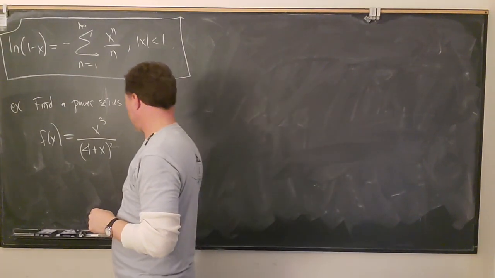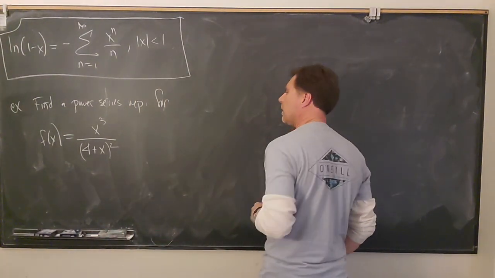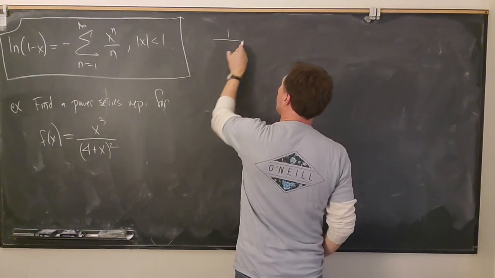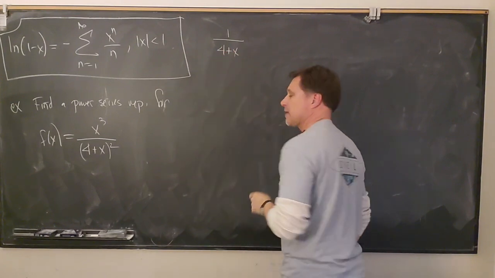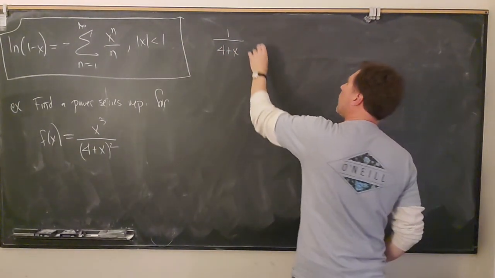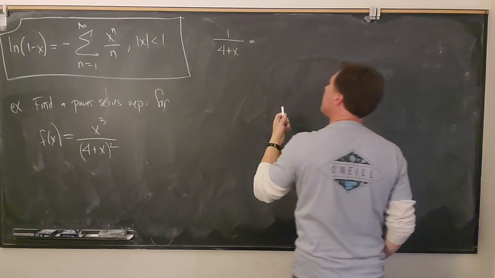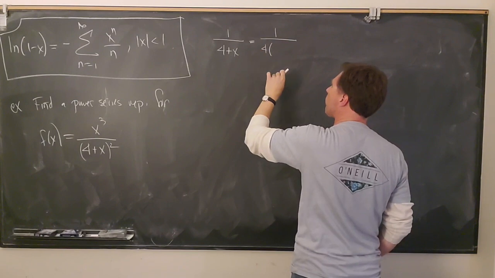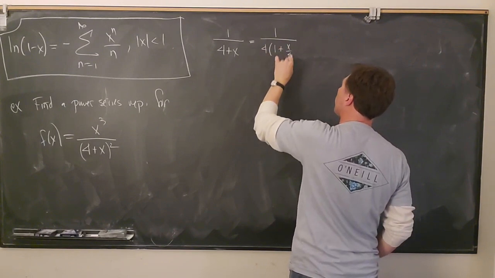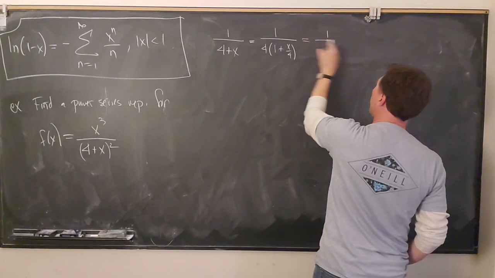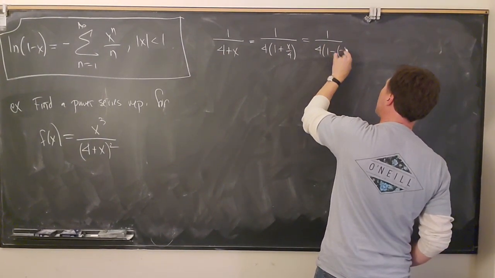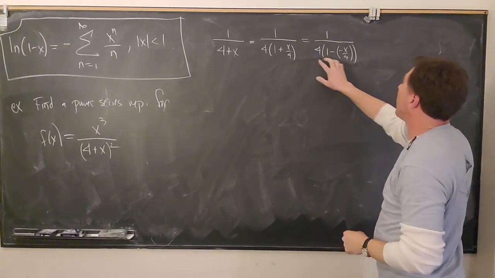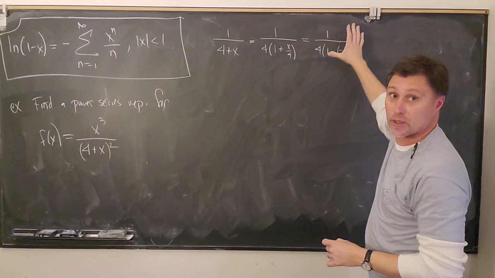So my starting point, let's do it like this. 1 over 4 plus x. That's equal to, let's factor the 4 out, so that'll be 1 over 4 times 1 plus x over 4, which is 1 over 4 times 1 minus a negative x over 4. So we pulled out a 4, and now we have something we can apply our geometric series formula to.